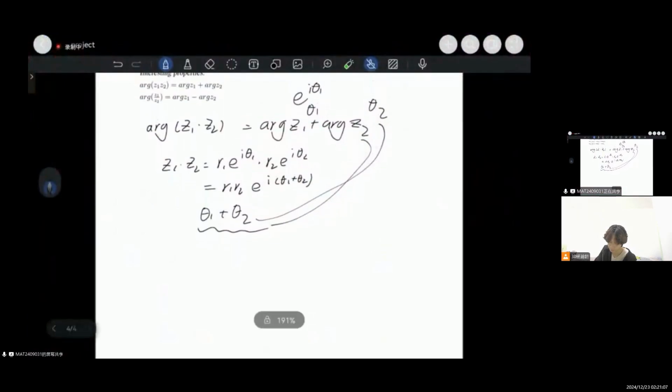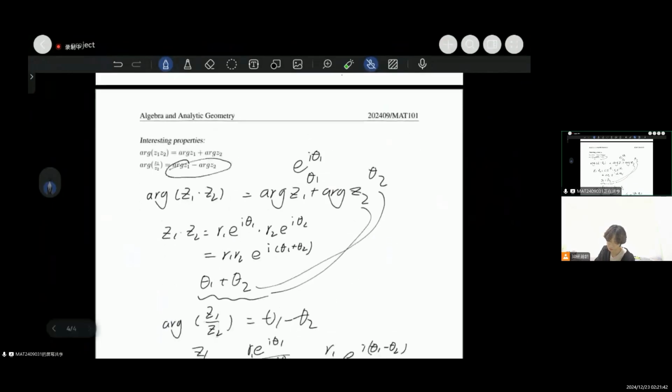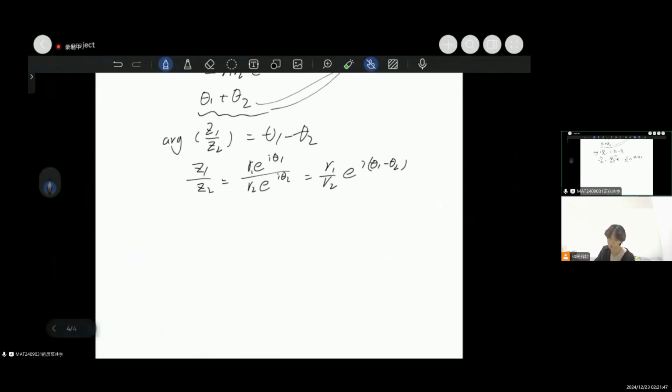Let's discuss about this. It is the same. z1 over z2 is this, and its argument is theta 1 minus theta 2, and is the same as the argument of z1 minus the argument of z2.